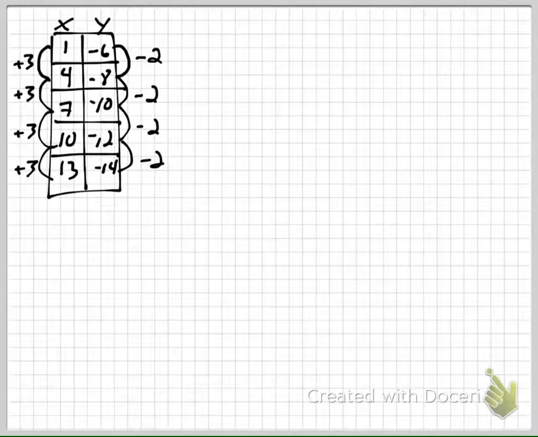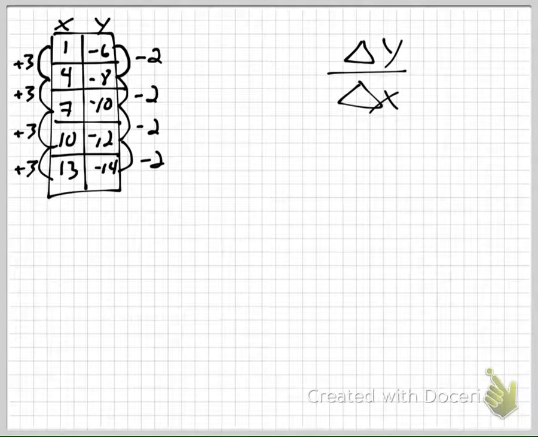Knowing that it creates a line, we can now find the slope. We can find the slope of our line. Here's what we do. Remember, what is the slope? What is the formula for finding the slope? The change in y over the change in x. What is the change in y? What is the consistent change in y? Negative 2. What is the consistent change in x here?